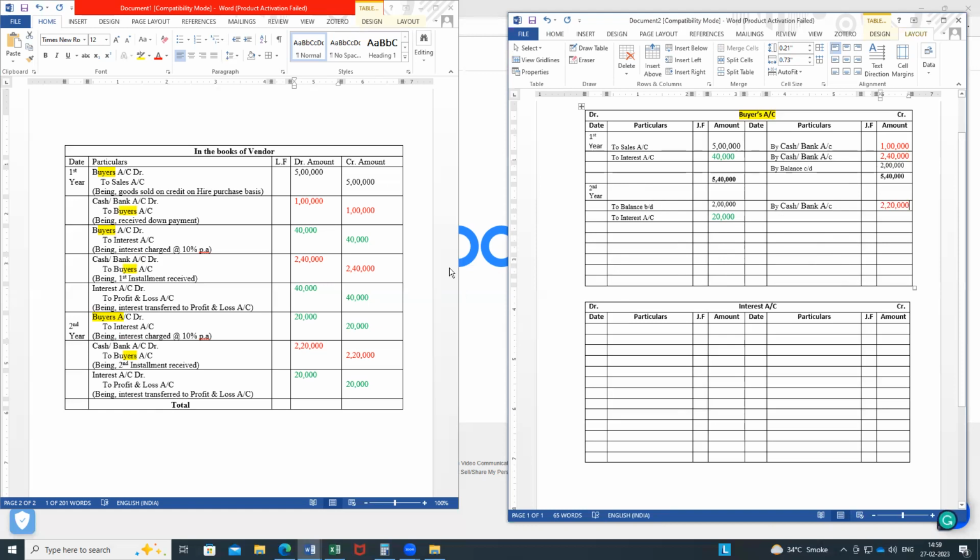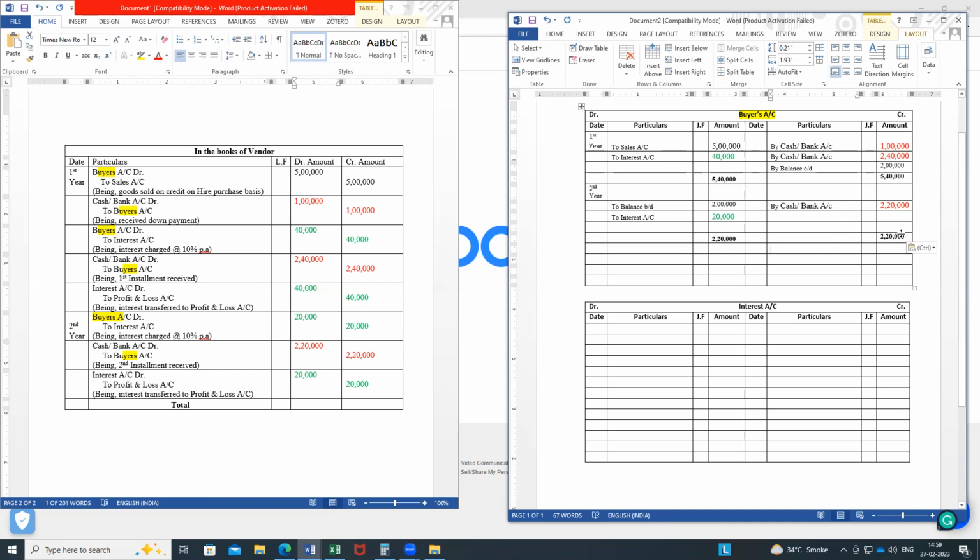No, there's no other entry, because our arrangement was for 2 years. So just write the amount, and if you total it now, then you will get 2,20,000 at both sides. It's indicating that there is no balance amount left with the buyer. The buyer has paid all the amount. Now it's the time to transfer the ownership and give the ownership to the buyer for the goods that we have sold to her.